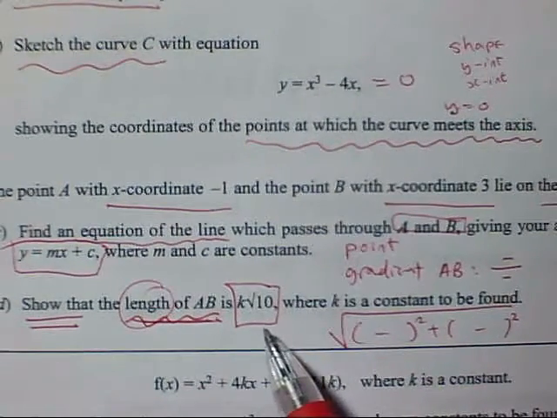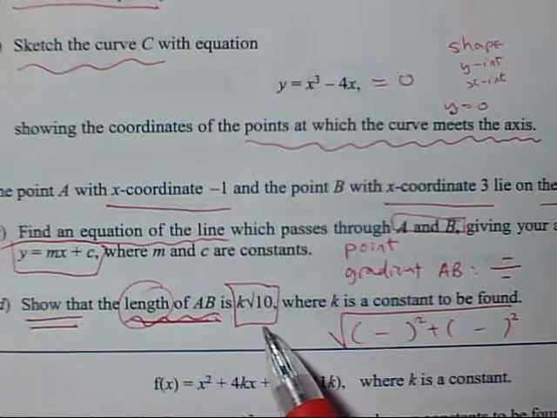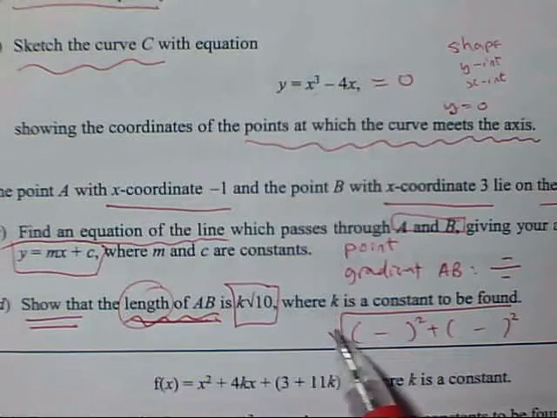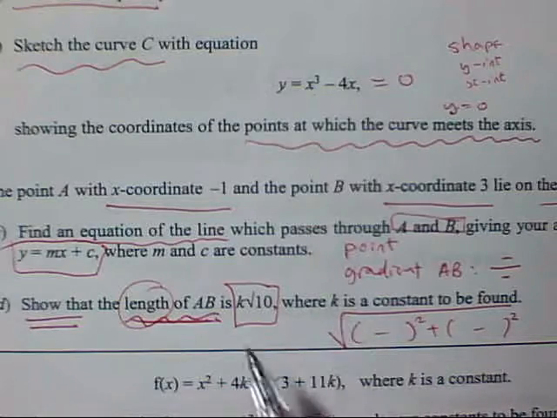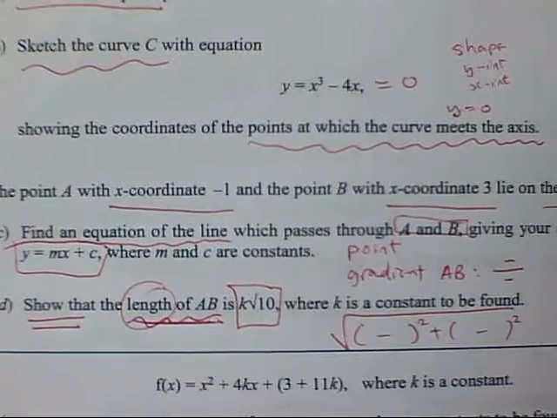The fact that it comes out as root 10, so I bet there's a bit of surd simplification to be done here. Okay, and K will just be a number. It shouldn't be a fraction, should it really? No, I wouldn't have thought so. I bet K is an integer, but you'll find out when you do it. Okay, have fun with that.